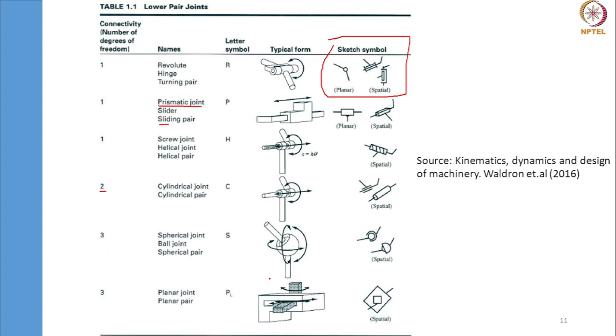Can you repeat your question again? Sir, how to classify the lower pair and higher pair, sir? Okay. According to the contact surface only we classify. Yes. The classification is based on category.